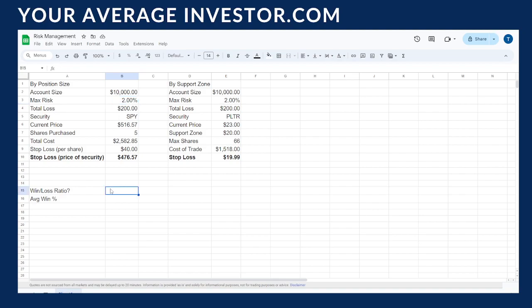Well, if I know my win-loss ratio is, let's call this 50%, so let's say if my win-loss is 50%, then I need to be making at least 2% or $200 on my wins in order just to break even, right? And ideally I should be making $250 or $300 on my wins so that my wins over time outpace my losses. We'll get into that in another video.